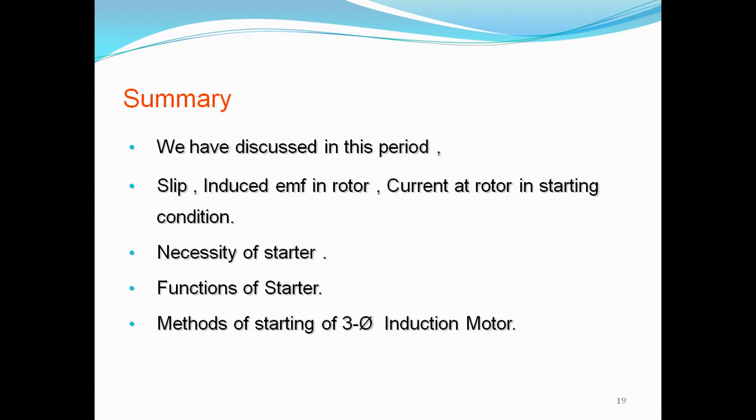And we have four types of starters. Out of these four types, three are used for squirrel cage rotor only, and the first three are used for both squirrel cage rotor and phase wound rotor, that is DOL starter, star delta starter, and auto transformer starter.